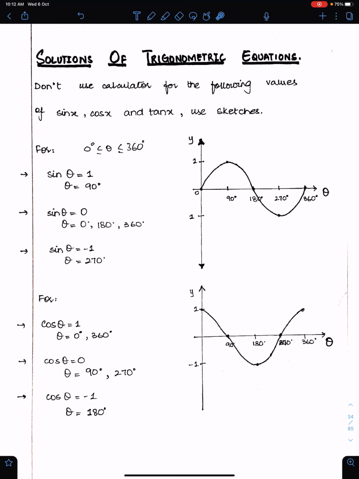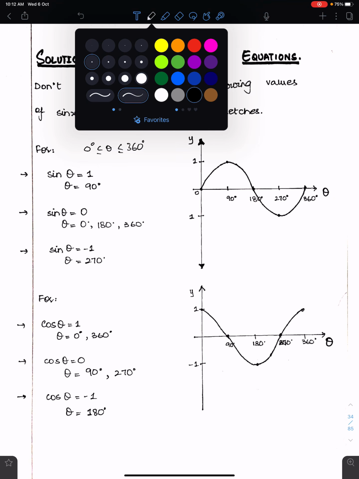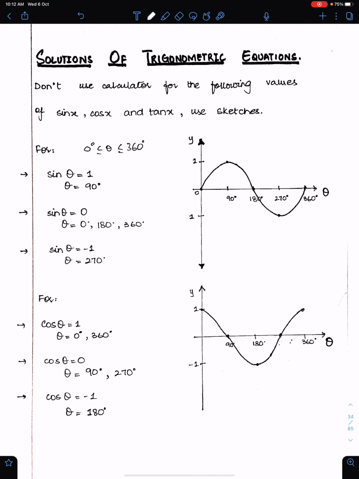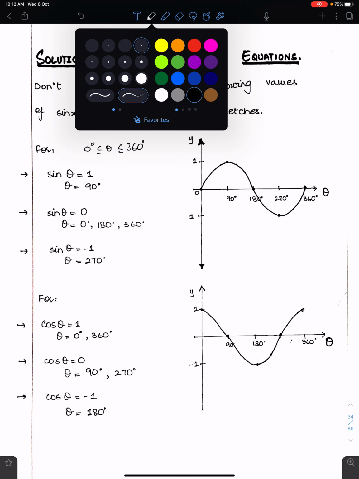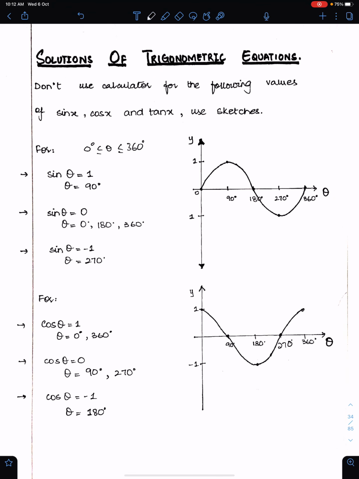Cos theta is 1 at 0 and 360. See, this point has coordinates 360 comma 1. So cos theta is 1 at 360 and at 0 degrees. So two answers. Cos theta is 0 at 90 degrees and 270 degrees. This is 270. And cos theta is minus 1 at 180. So sketches are helpful to solve these types of equations of sine and cos.